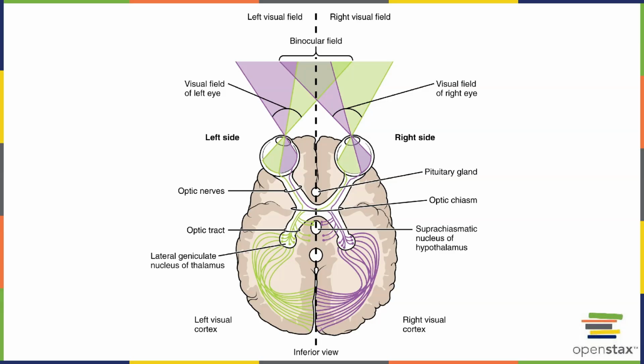Past this point, the axons continue through the optic tracts toward the thalamus. The thalamus contains the lateral geniculate nucleus, where retinal ganglion cell axons synapse with thalamic neurons. These neurons project to the primary visual cortex in the occipital lobe. Here, the brain becomes consciously aware of visual information and begins processing features such as location, movement, shape, and color.